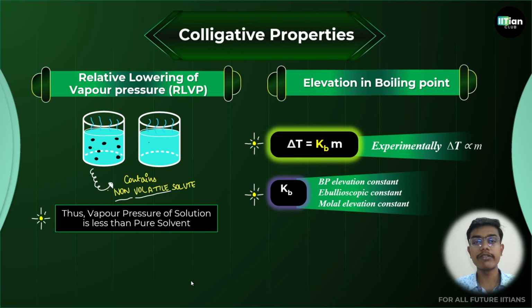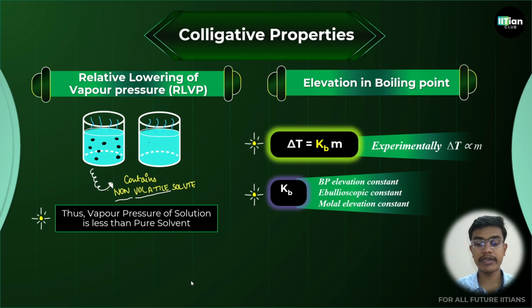The first is relative lowering of vapor pressure. For this, we'll be considering two cases. One is a solution with a non-volatile solute and the other is a pure solvent. In the solution which contains a non-volatile solute, the vapor pressure above it will be lesser than the vapor pressure of the pure solvent. This is because the non-volatile solute, non-volatile in the sense it does not get converted to vapor. If the vapor amount is lesser, the vapor pressure is also lesser. That's the logic. And we'll be quantifying this reduction in vapor pressure as relative lowering of vapor pressure.